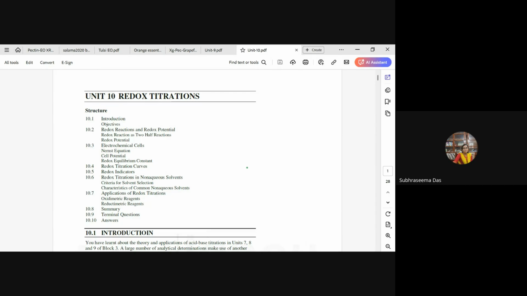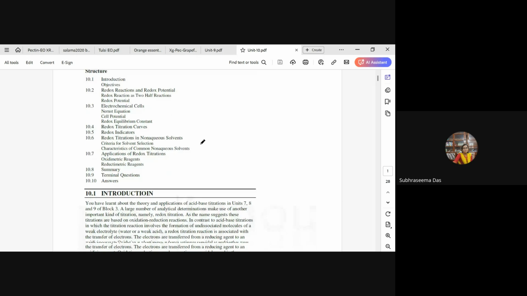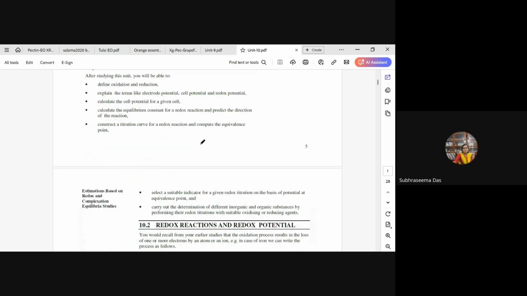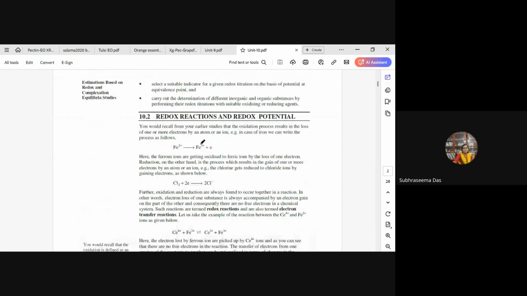So now we will start with the next unit, that is redox titrations. Here in redox titrations, we'll talk about the importance of redox titrations, redox potential, the electrochemical cells, redox titration curves, indicators, the titrations in non-aqueous solvents, and the applications of such redox titrations. Before beginning this chapter, we should understand what redox reactions and redox potentials are.